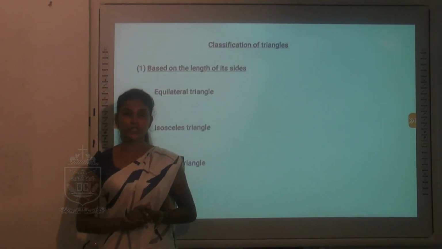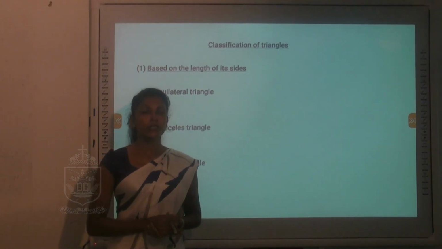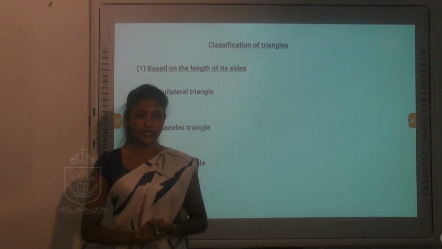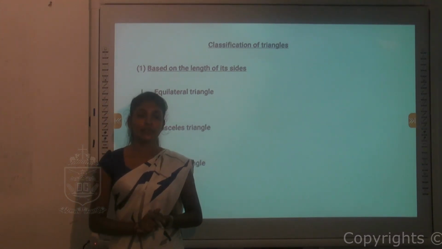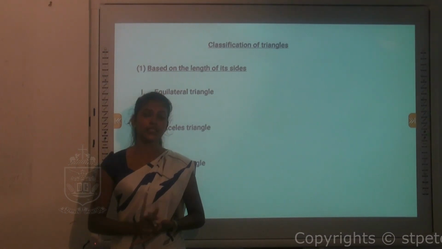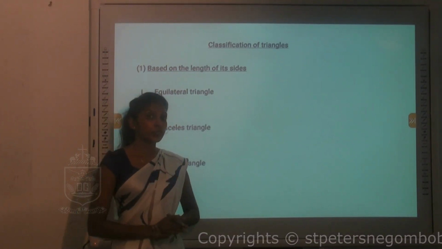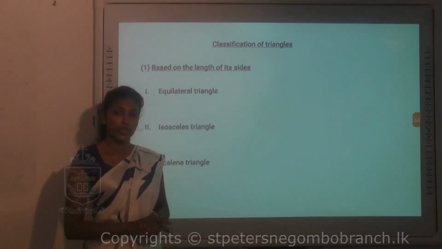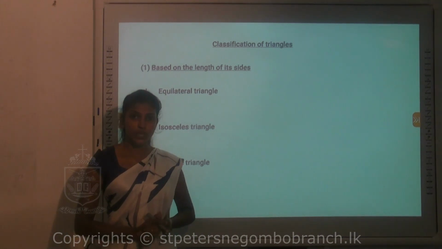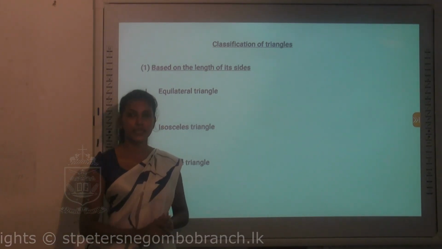That is classification of triangles. How can we classify the triangles? Basically, triangles can be classified based on two main types. They are based on the length of the sides in a triangle, and the second type is based on the angle. If you are to discuss the first classification type, that is based on the length of its sides, there are three main types of triangles. They are equilateral triangle, isosceles triangle and scalene triangle.